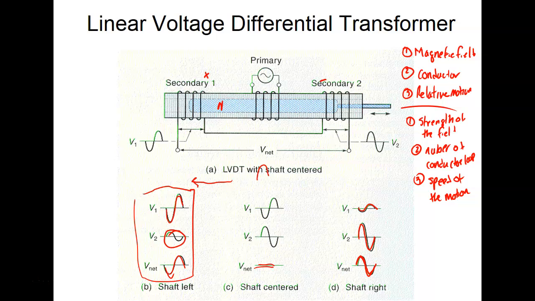That makes sense? If it moves this way, one of them gets bigger, one of them gets less. If it's right in the center, we get zero. And so this is going to take some pretty sophisticated electronics to figure out where this thing is, because you've got to figure out which phase is occurring first, and then of course the amplitude. So this is called a linear variable differential transformer.